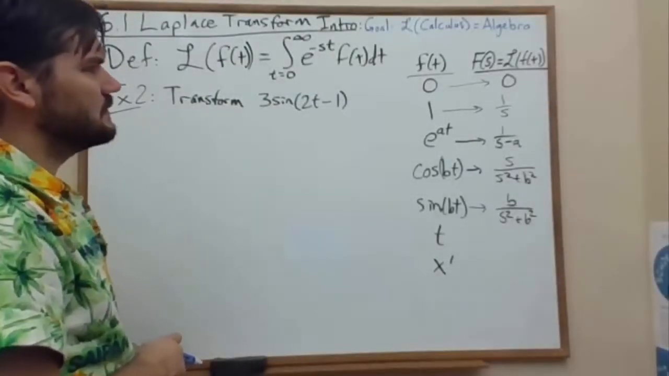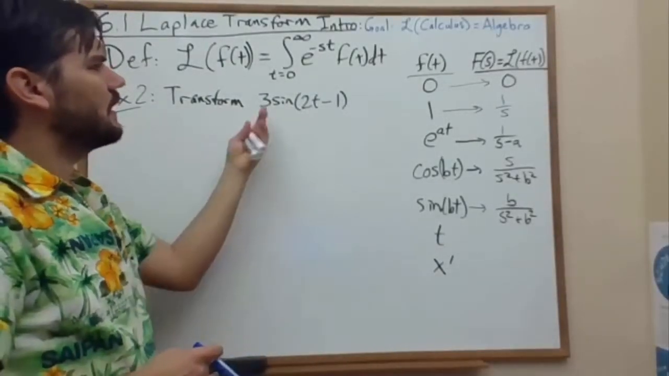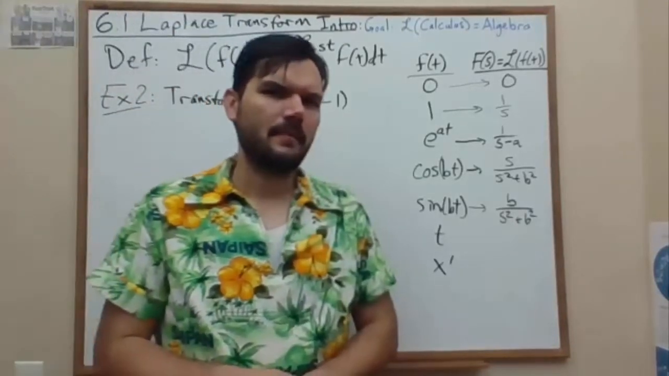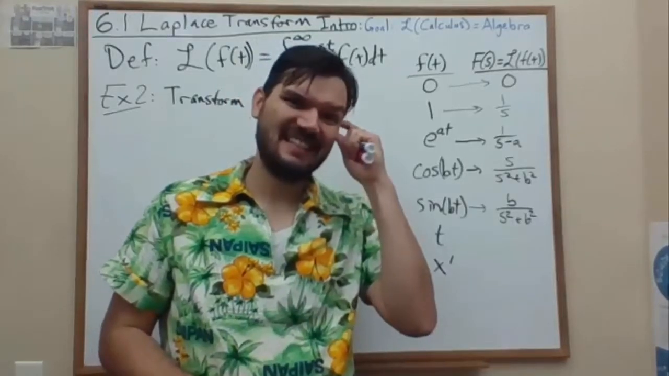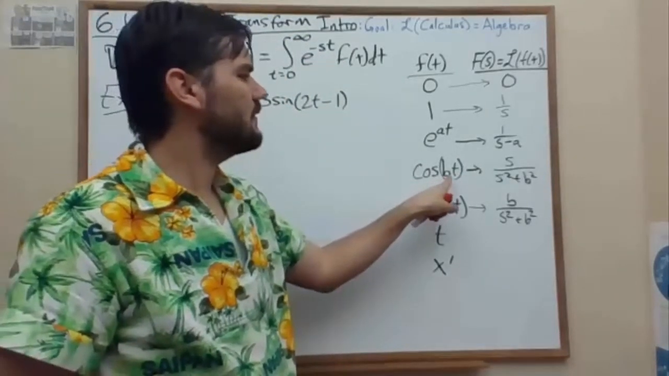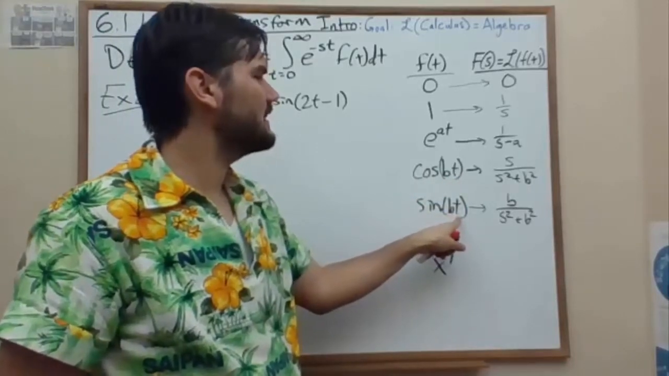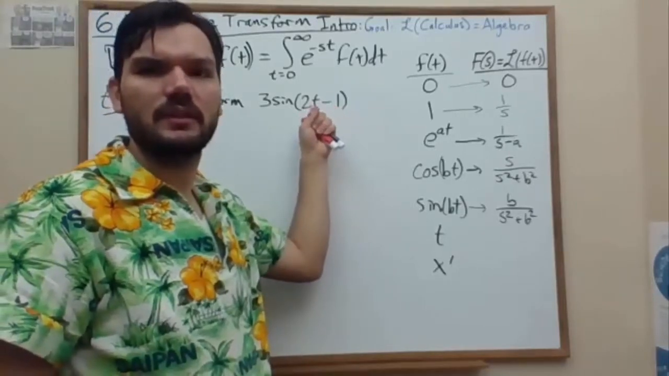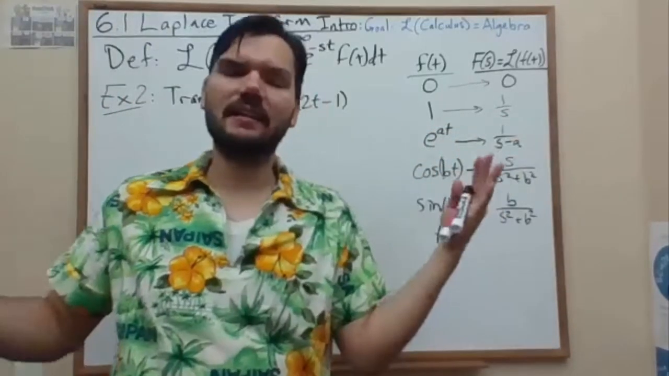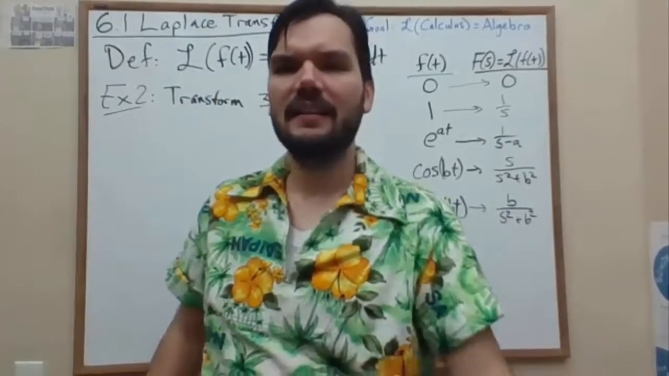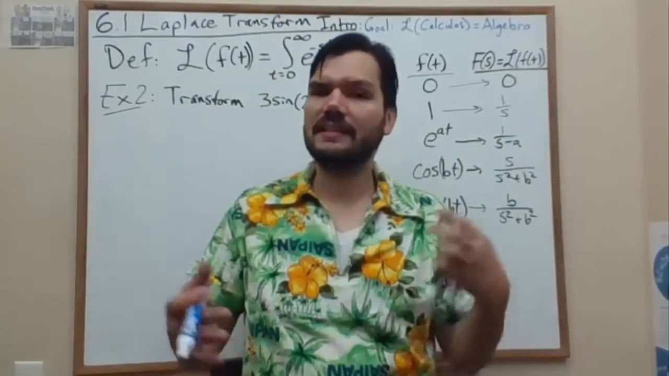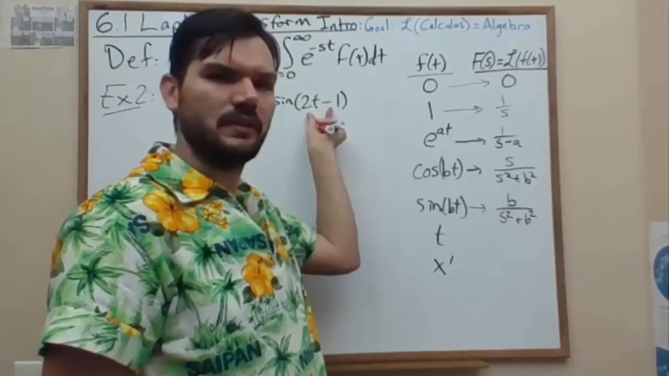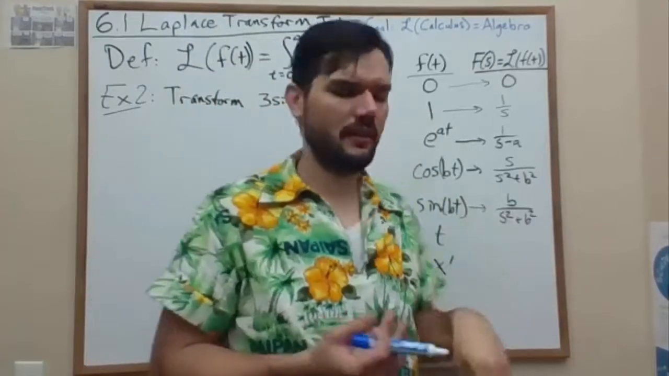Okay. Now I want to transform 3 times the sine of 2t minus 1. Now, this one's a little bit tricky because we can transform cosine of something times t or sine of something times t, but we're not ready with the table to transform something of 2t minus a value. So to get it in the proper form to match our table, let's look at the trig identity that reduces this angle sum or difference into a product of sines and cosines.